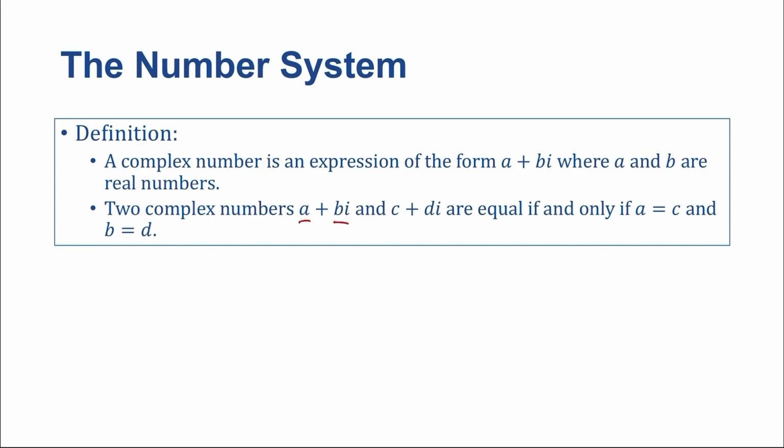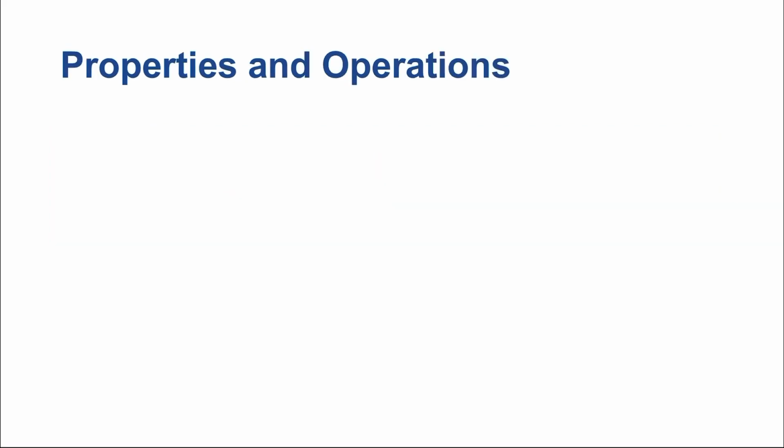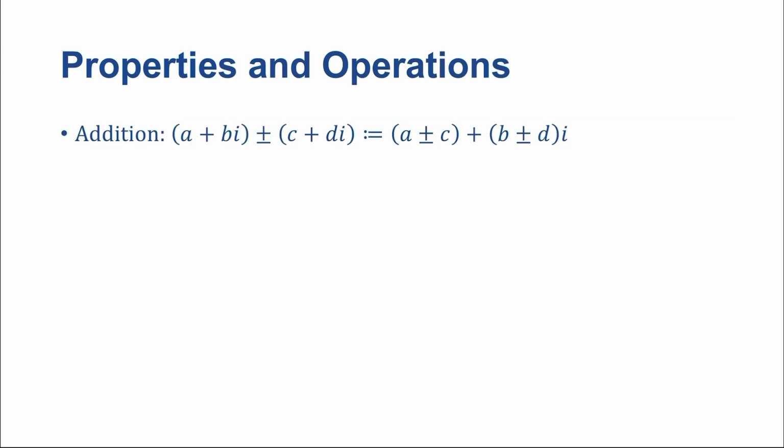Okay, so we've introduced this new system. Now we want to see if it screws up our algebraic properties. Here are some of the properties and operations that we can do with complex numbers. Addition is going to work by component. It's almost like you have a vector, and we can just add and subtract this vector normally.